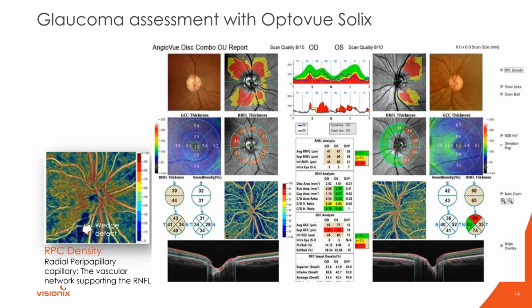Not only do you have the ability to obtain your retinal nerve fiber layer, but also your GCC, but you're able to look at the OCTA on the optic nerve head. It's nice to be able to superimpose the RNFL and the GCC thickness over the optic nerve head.